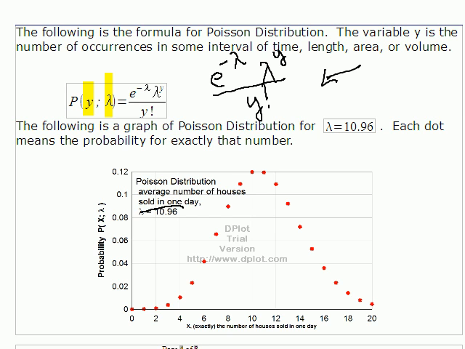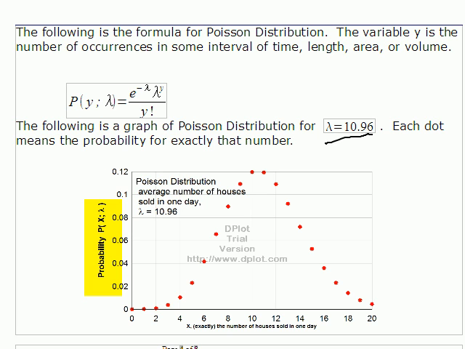In this example, lambda was 10.96. That was the average number of houses sold in one day by a realtor. And this is your Poisson probability distribution. Again, this y-axis, this is the probability.